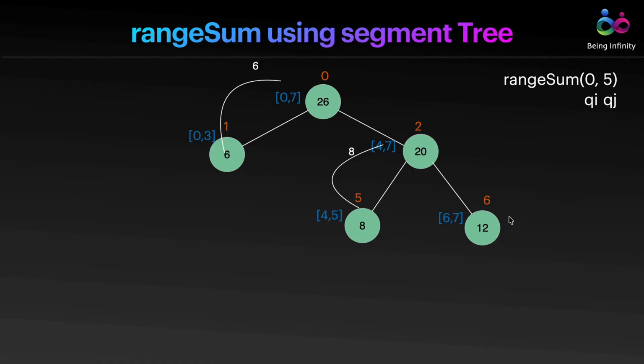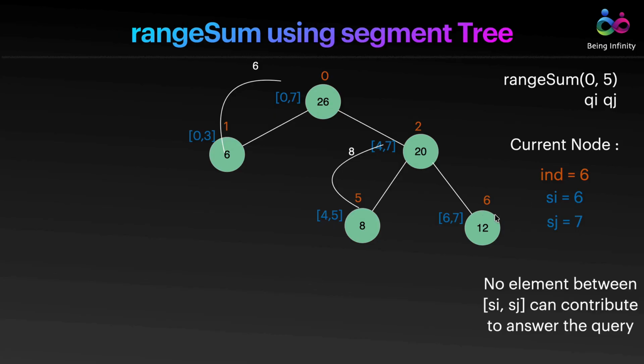20's right, index is 6 and range is 6 to 7. If you see, not even a single value can help us contribute to this query. That means this is the case where no overlapping is there. Not even a single element can contribute. So we can say from here, I'm going to return you 0.